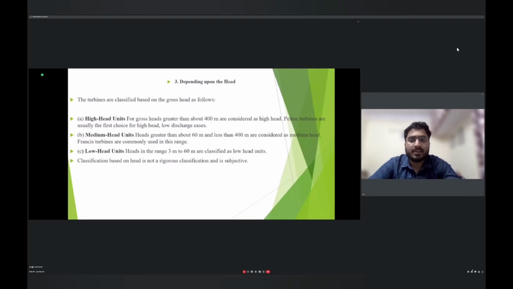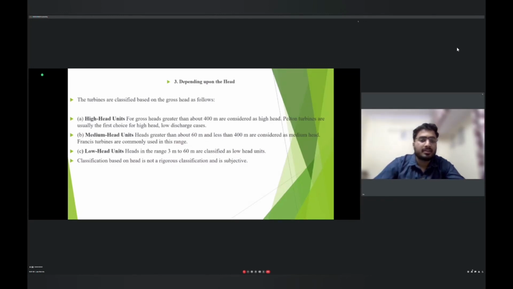The second one is the medium head units. Head greater than about 60 meter and less than 400 meter is considered as medium head. Francis turbines are commonly used in this range. The third one is the low head unit. In this, head is in the range of 3 meter to 60 meter and is classified as low head turbine. The classification based on head is not a rigorous classification and is subjective.